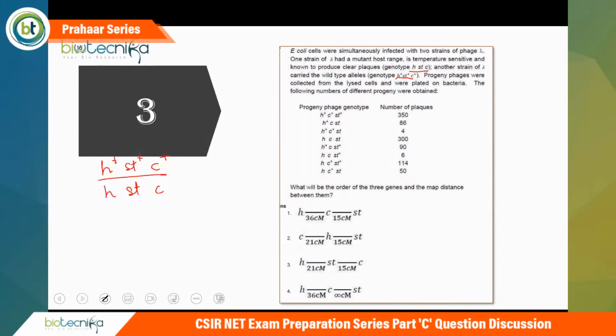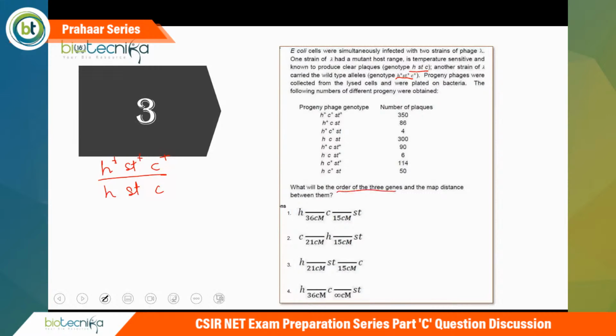Okay. So these progeny phages are collected. The recombinant progeny phages are collected and plated on bacteria, and we got the following number of progenies. In this scenario, when you get a table like this, what is the first thing we do? We have to find the order of the three genes.